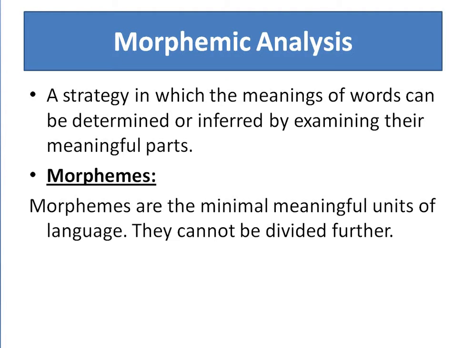So what are morphemes? Morphemes are the minimal meaningful units of language. They cannot be divided further. Morphemes are those parts of the words that carry a basic meaning, but they cannot be divided further. For example, we have studied the word teach. The word teach is a complete morpheme. It carries a meaning, it's a minimal meaningful unit. How? The word or morpheme teach cannot be divided further.